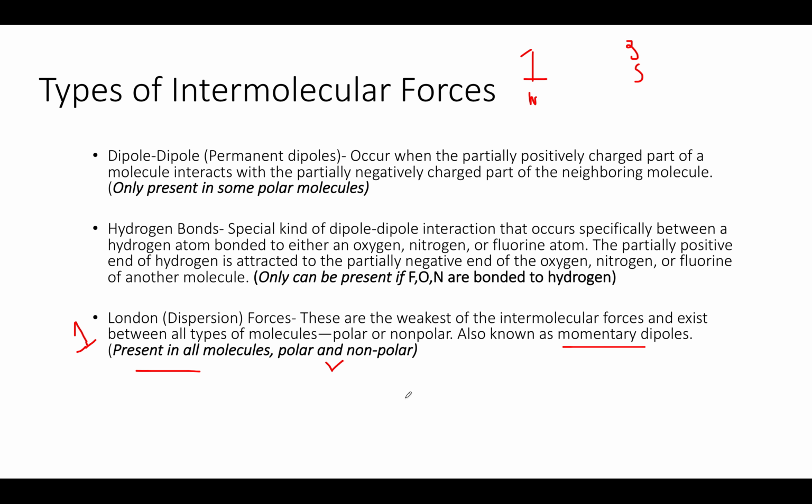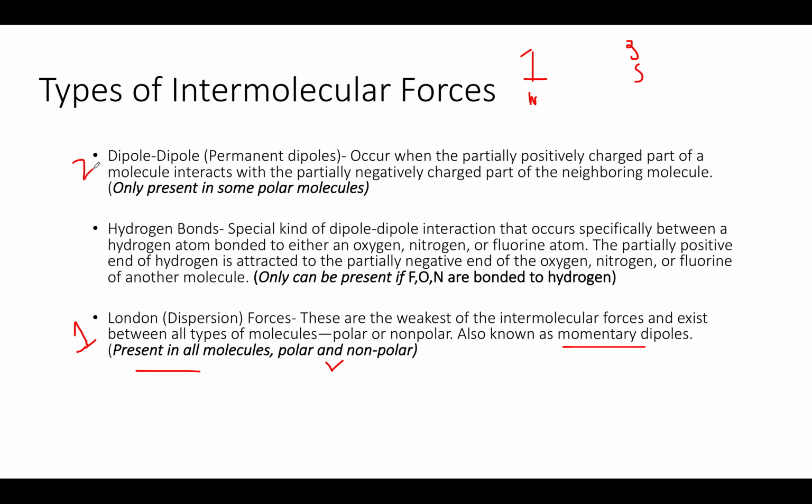So if you're asked what intermolecular forces are present in a compound, and you can't figure out whether it's polar or nonpolar, you're always good with dispersion because everything has that. The question is whether it has these other two, dipoles or hydrogen bonds. And for that, you have to look at the polarity.